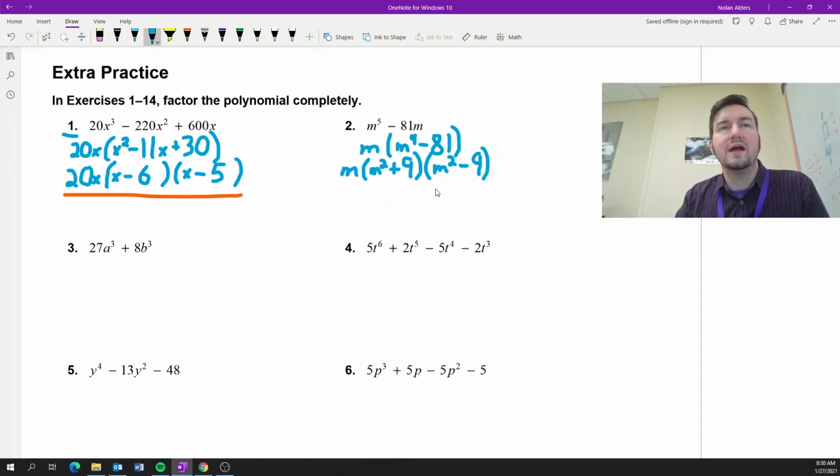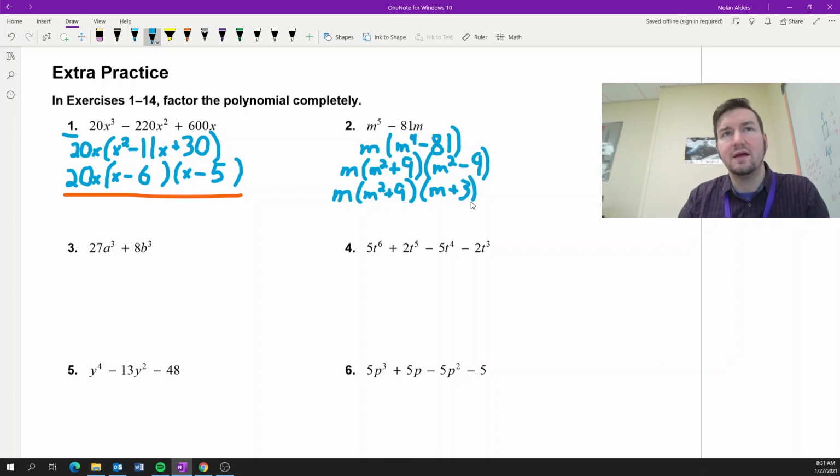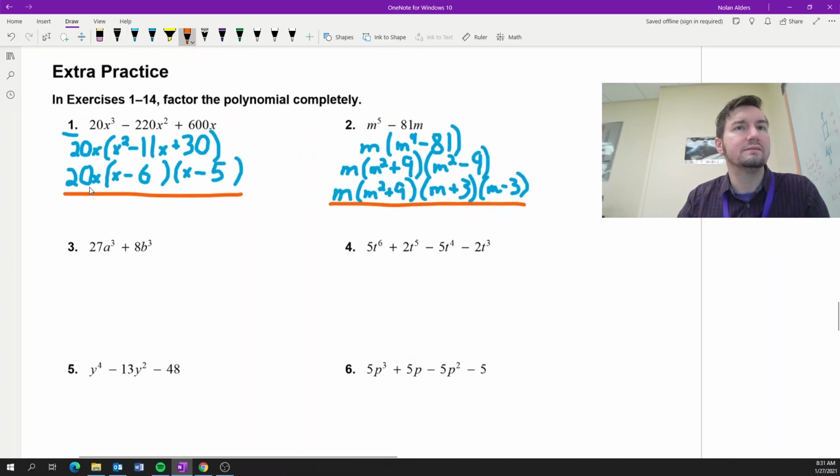And we're not actually done, because check this out. This itself, the m squared minus 9, is itself a difference of squares. So we could actually factor that as well. So let's take this one step further. We'll have m squared plus 9. And then we can factor this. M times m is m squared, so we'll have an m plus 3. 3 times 3 is 9. And an m minus 3. And there you go. This has been completely factored here. All right, let's look at a few more.